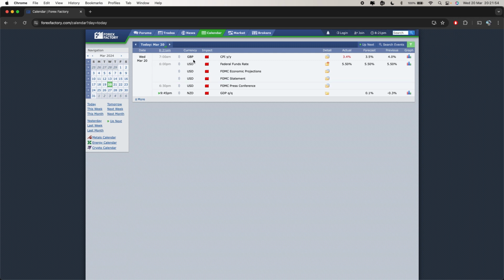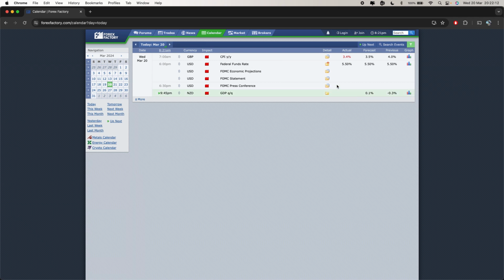Today we had GBP news, we had USD news, and we got NZD news as well, so the New Zealand dollar. But the one I want to show you, we're just going to focus on the USD news. With that being said, now we have four red folders, which is obviously high impact.